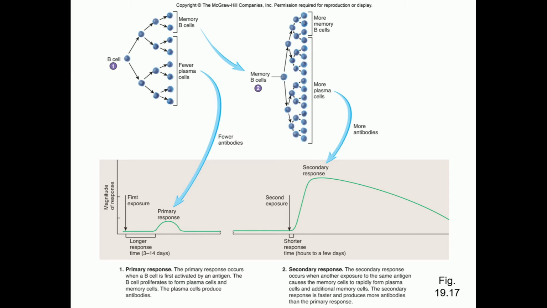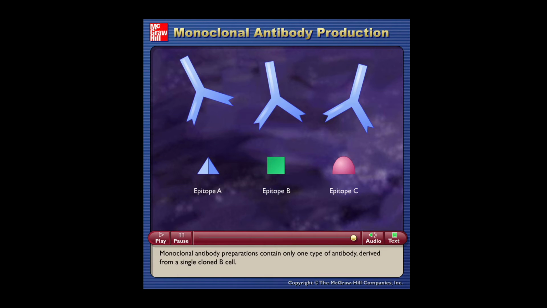The secondary response occurs when another exposure to the same antigen causes the memory cell to rapidly form plasma cells and additional memory cells. The secondary response is faster and produces more antibodies than the primary response. Here's a video explaining the monoclonal antibody production.